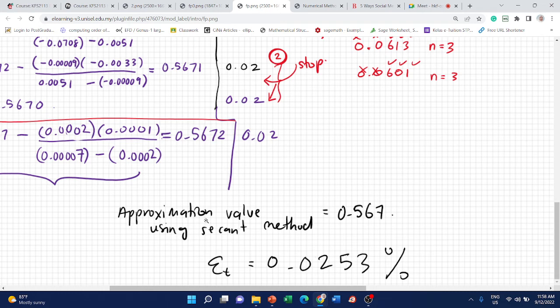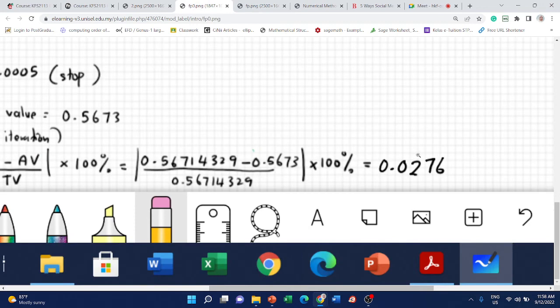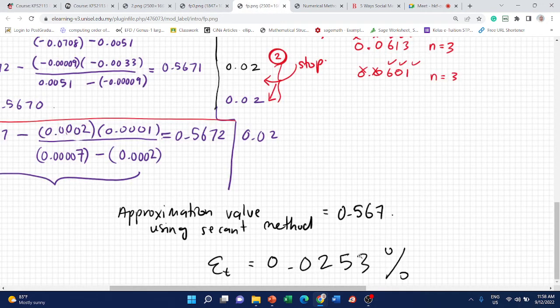Okay, second method here is 0.0253. Fixed point was 0.0276. Second method. The relative error is smaller, right? Okay. So how do you conclude? This is a common question.